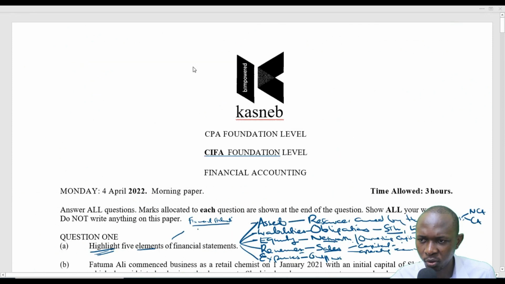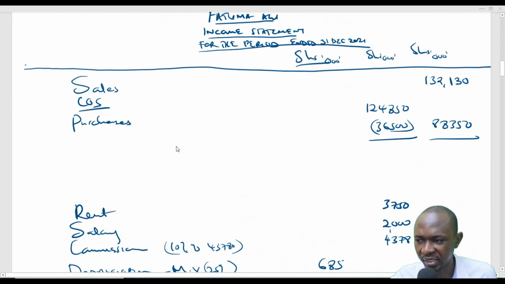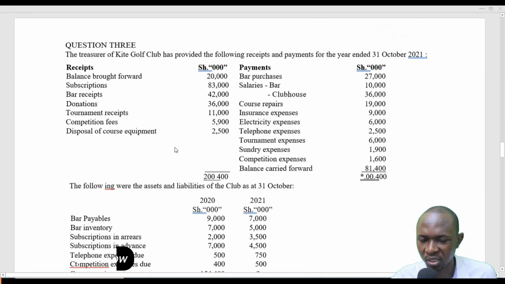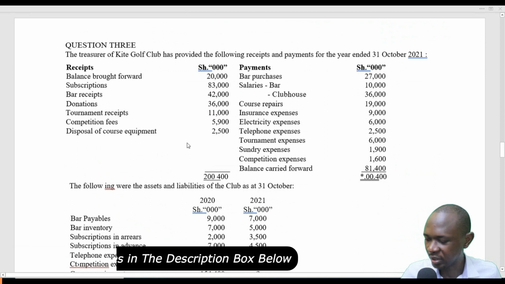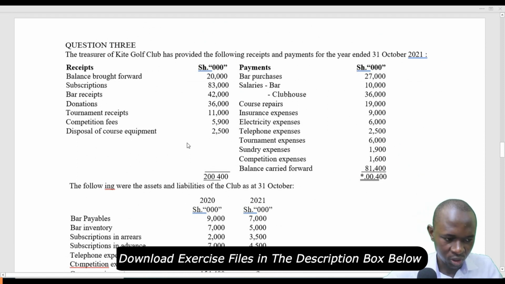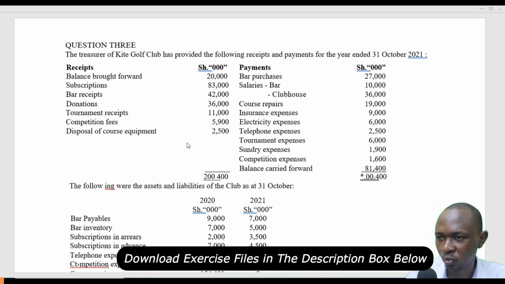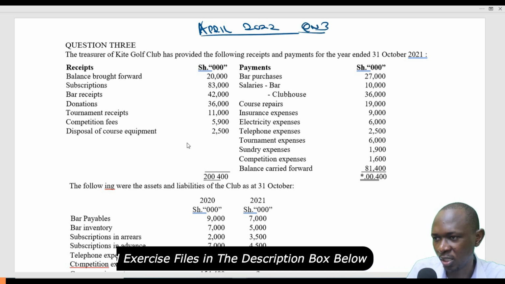This was our question paper, KASNEB CPA Foundation level, April 2022, and now we are on question 3. This was question 1, question 2, question 3. This is question 3 of that paper. So it's the April 2022 paper, and it's question 3, as you can see.